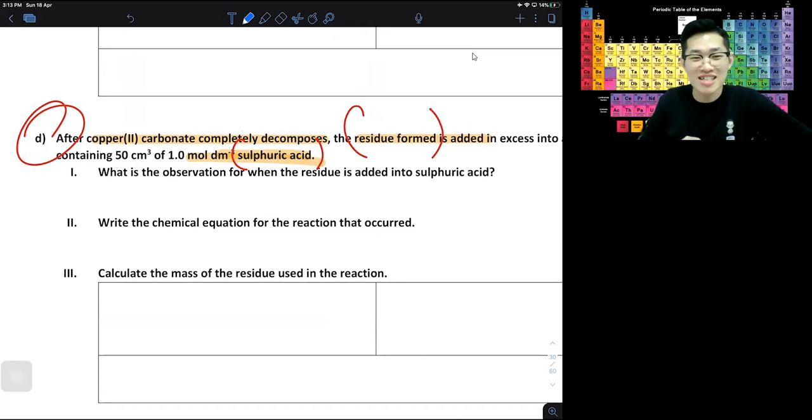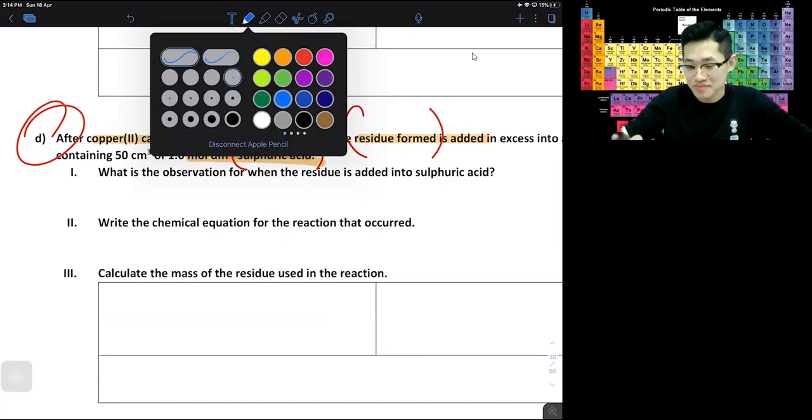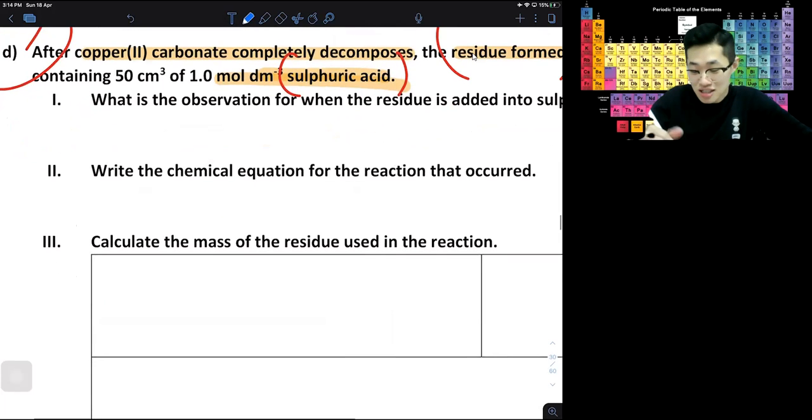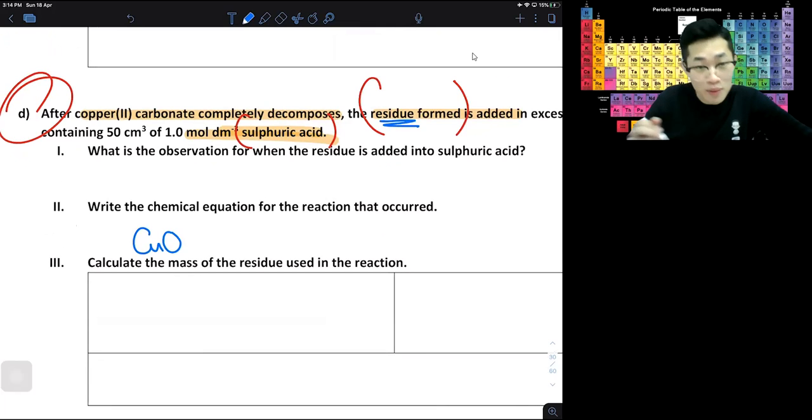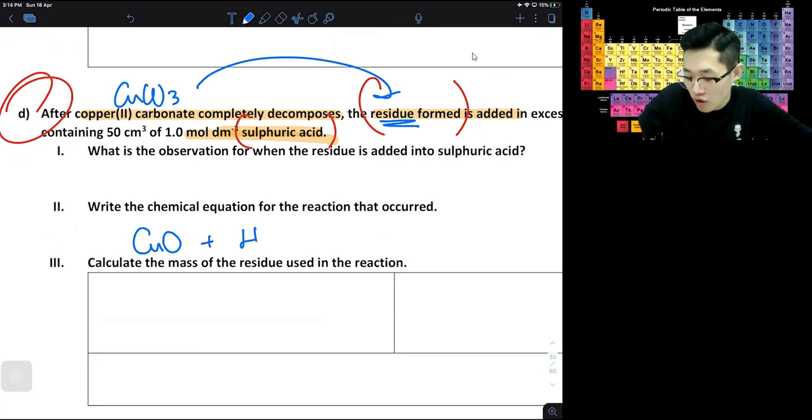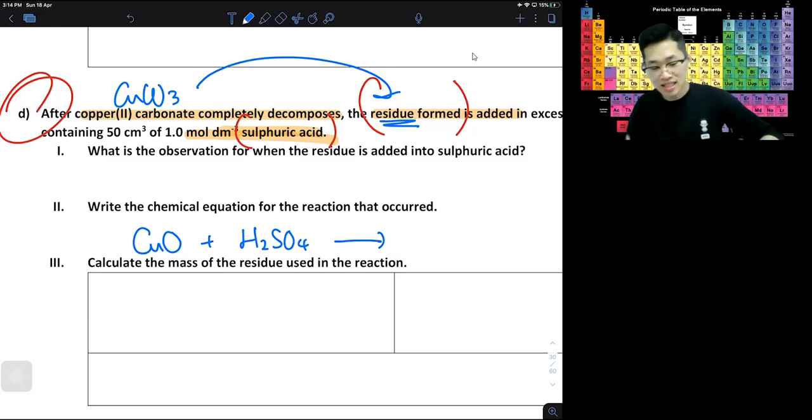Okay, what is the observation when the residue is added into the sulfuric acid? And then write a chemical equation. Residue is the CuO, copper 2 carbonate, right? Residue is CuO. So CuO plus the H2SO4 sulfuric acid, what we get?